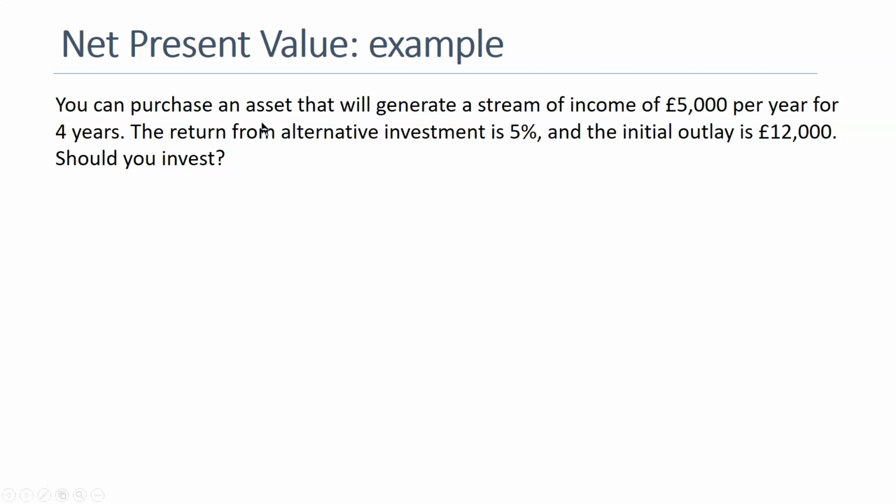Let's imagine that you can purchase a certain investment asset which will generate a stream of income of £5,000 per year for the next 4 years. The return from any alternative investment which you can make, for example, you can simply put your money in a savings account, is 5%, and the initial outlay required is £12,000. Should you purchase this asset? Should you make this investment or not?